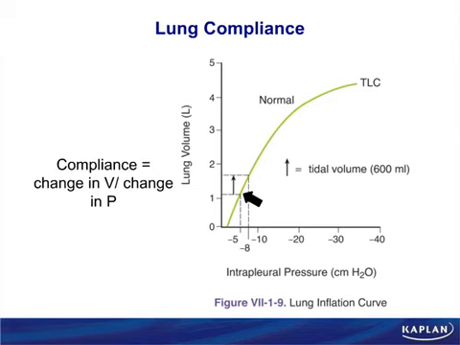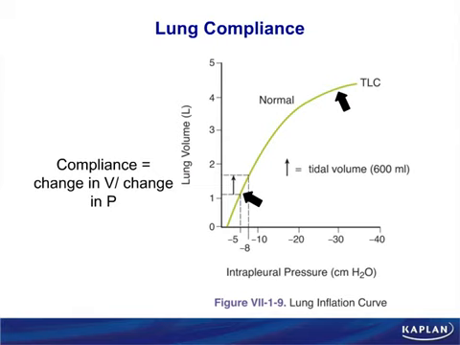Now, very big point for respiratory. Notice, at low lung volumes, we have a very steep curve, so we have high compliance. However, as we start to approach total lung capacity, notice how the curve flattens out. So at high lung volumes, we have low compliance. So again, low lung volumes, high compliance. High lung volumes, low compliance.